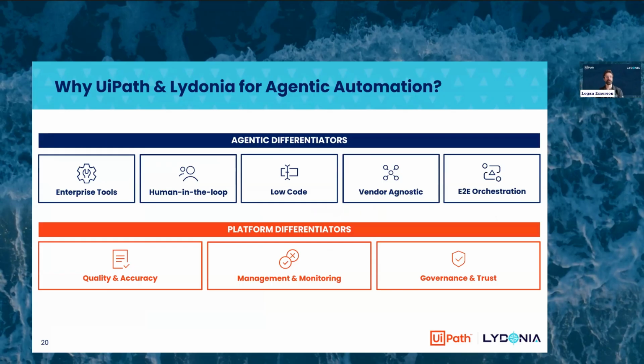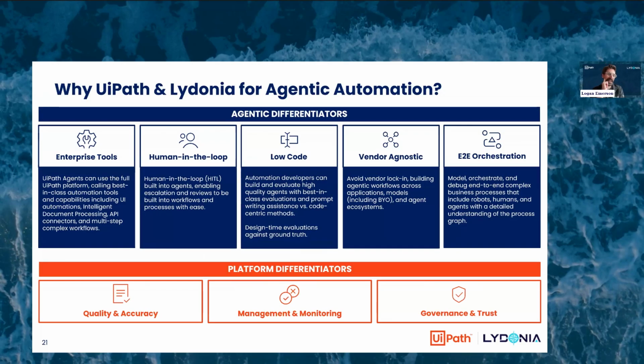All right. So why should you choose UiPath and Lydonia for agentic automation? I think there's one build that we can look at on this one, Liz. Awesome. So I won't belabor all of them. Yeah, you can go to the next one right there. Awesome. So enterprise tools, human in the loop, low code, vendor agnostic, and end-to-end orchestration. I've hit on a few of these already. I do think they are the most important ones.